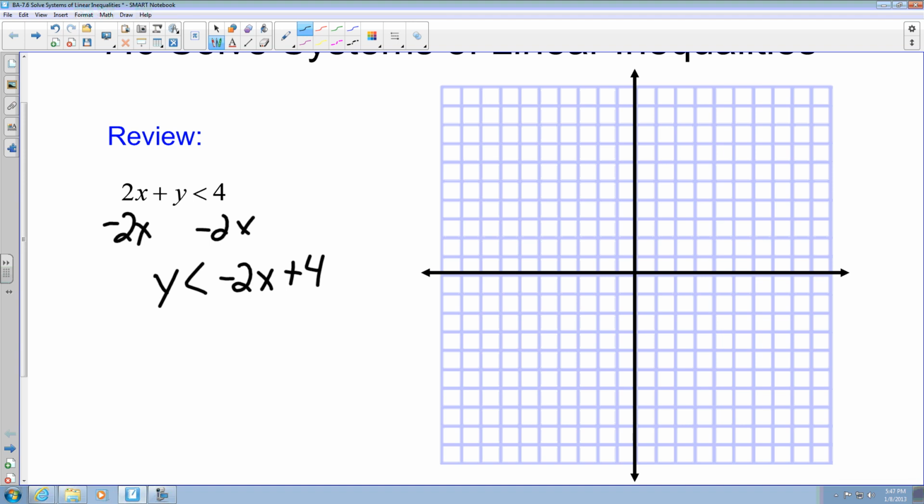My y-intercept is at positive 4, and my slope is negative 2, so I'm going to go down 1, 2, and to the right 1. Or I can go up 2 and to the left 1. Either way, I'm going to get the same line. And we have to remember that if it's greater than or less than, it's a dashed line. If it's greater than or equal to or less than or equal to, then it's a solid line. In this case, for this example, it's a dashed line.